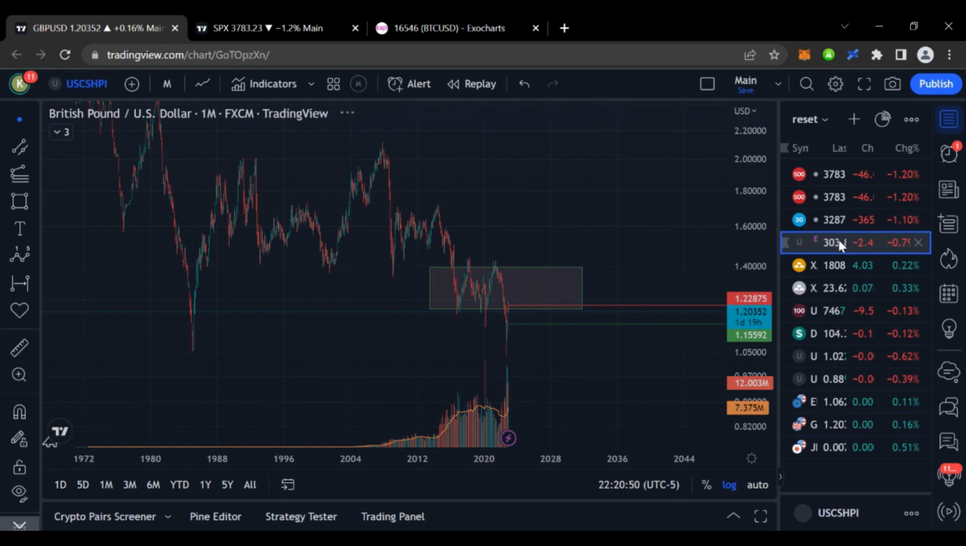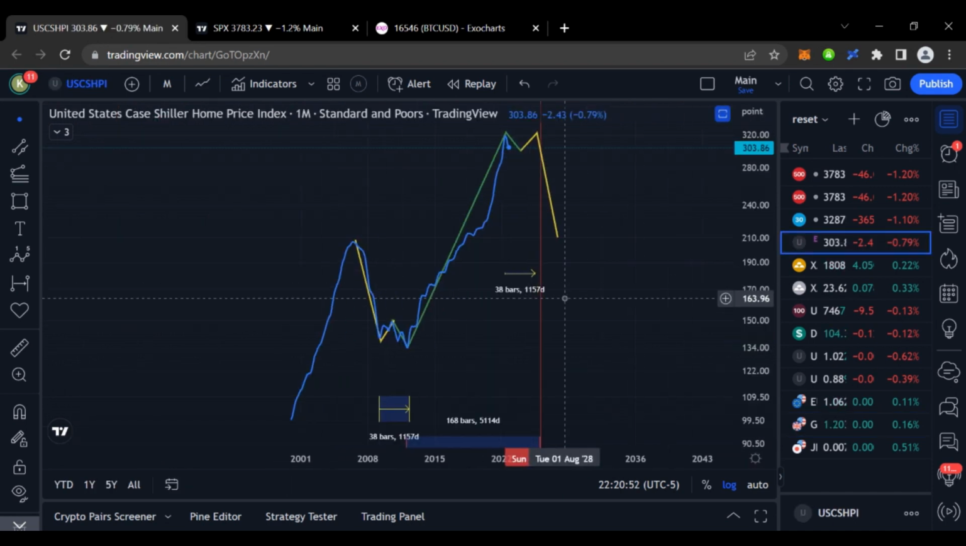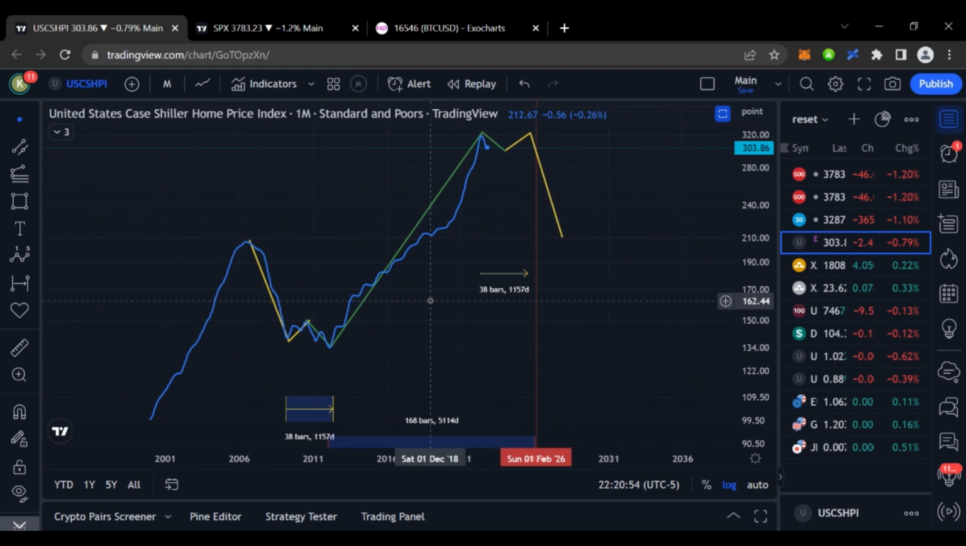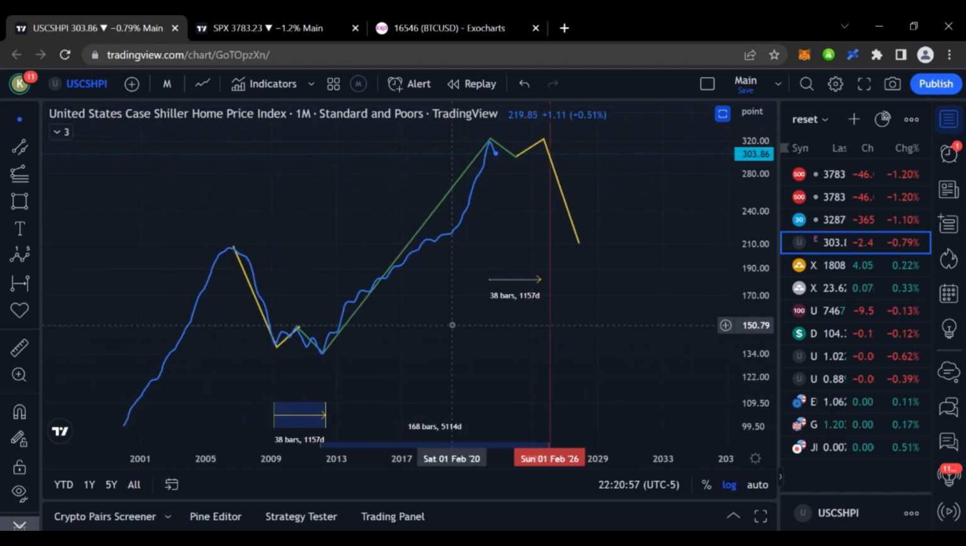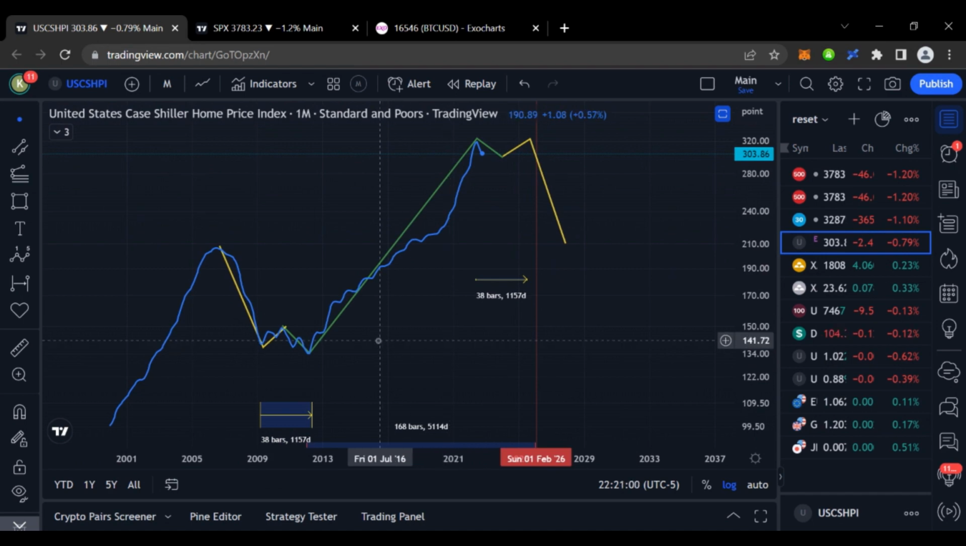This is the United States Case-Shiller Home Price Index, and a pattern that I'm kind of going to be tracking over the next little while based on the 18.6-year real estate cycle. We can see that it bottomed in March of 2012. The S&P 500 actually bottomed in 2009, so 3 years earlier than this. So this is a lagging chart to the S&P 500.